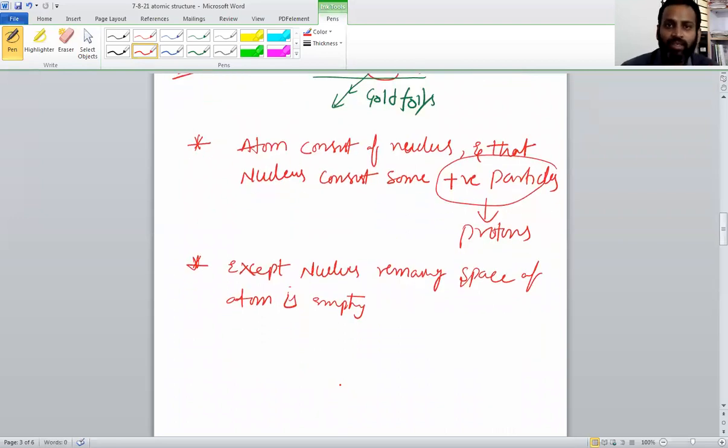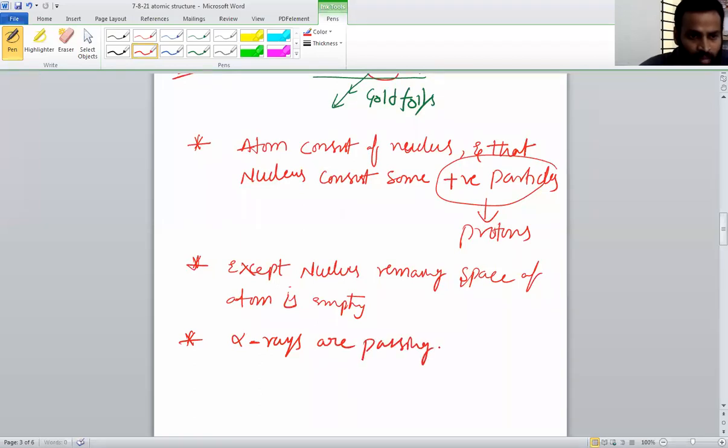See, the alpha rays are positively charged. So they pass through the gold foil except at the nucleus. What is the meaning? Around the nucleus, there are negative particles present. So this is the meaning: alpha rays are passing through gold foil.